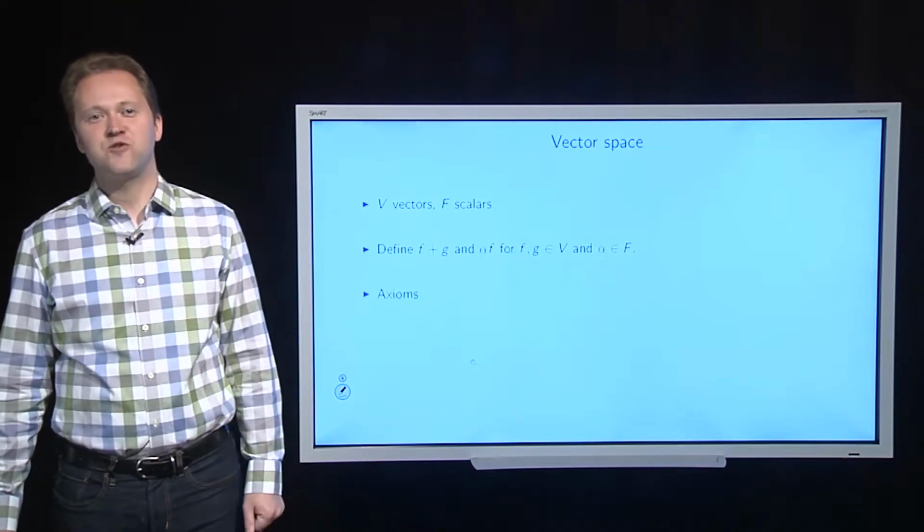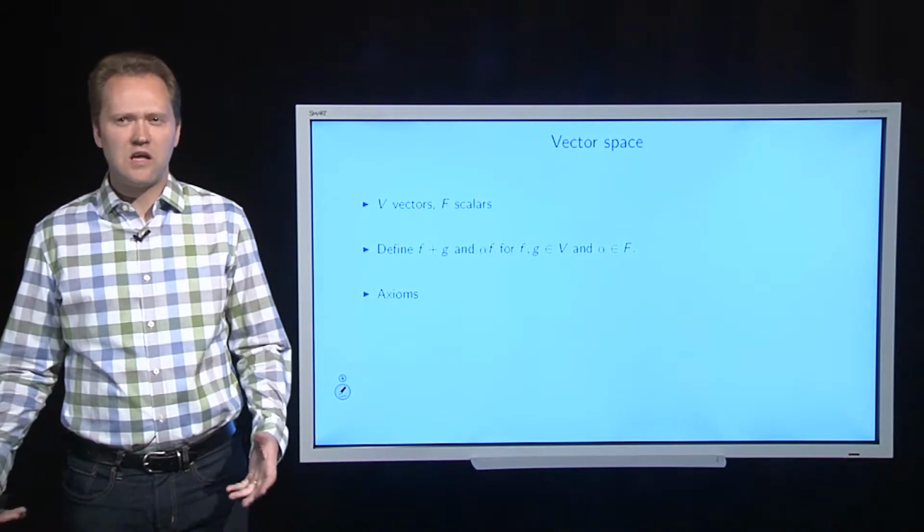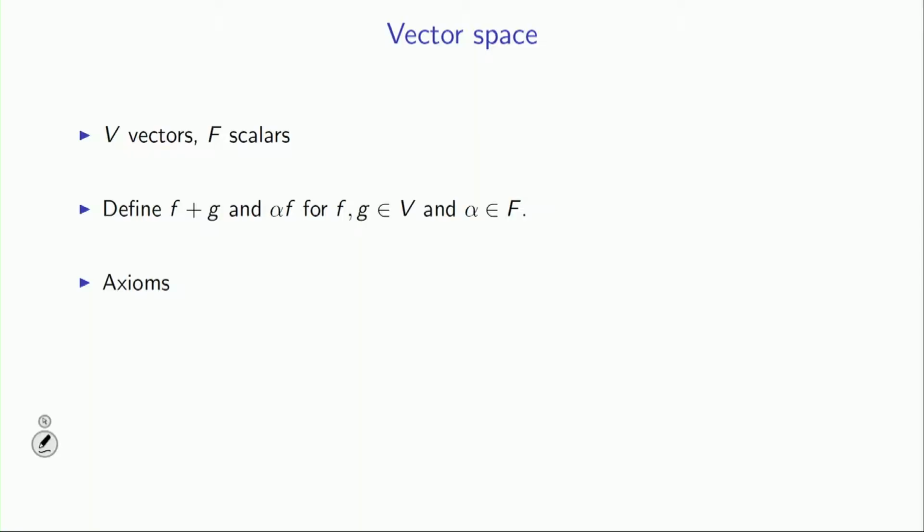We start with a vector space. In order to define a vector space, you need objects, the vectors themselves, and then you need scalars. You need to be able to define addition and multiplication, that is to be precise, addition of vectors, and scaling of vectors, that is multiplication between scalars and vectors. In addition, you need a whole bunch of axioms.